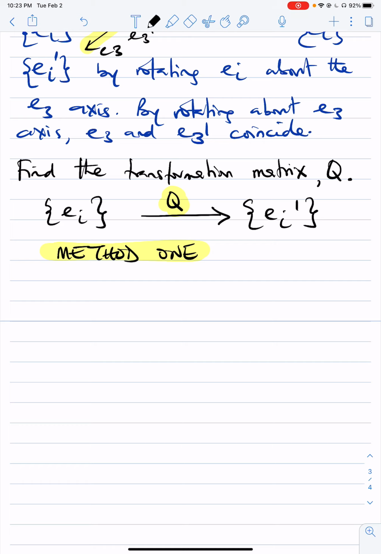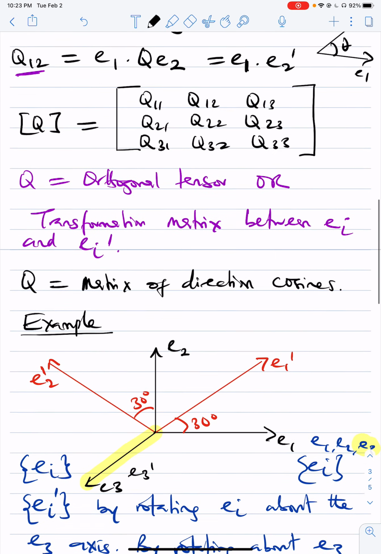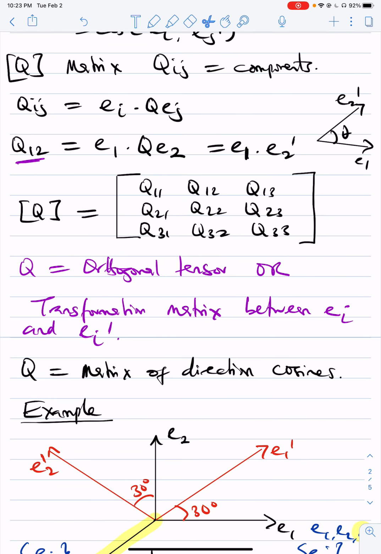Now Q has 3 components, Q11. Let's see, do we need to just copy this, not to waste time? Okay.